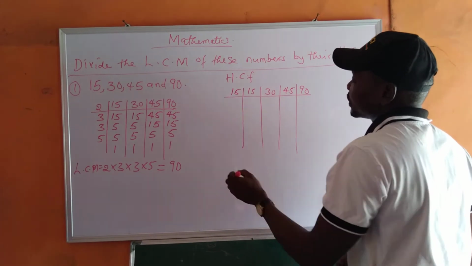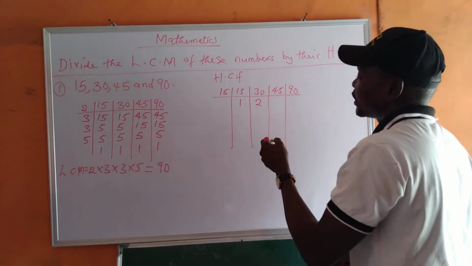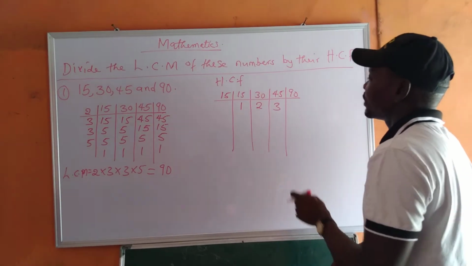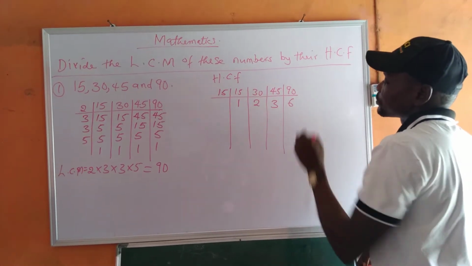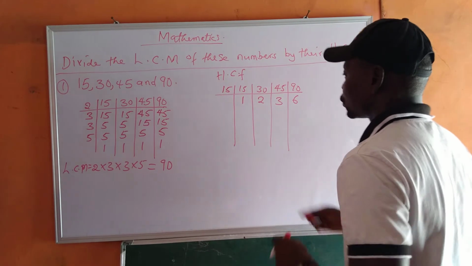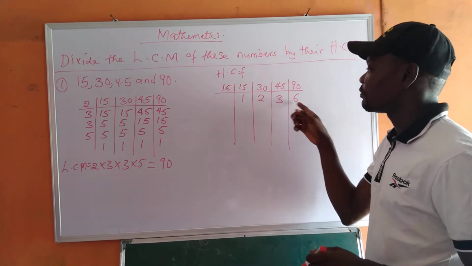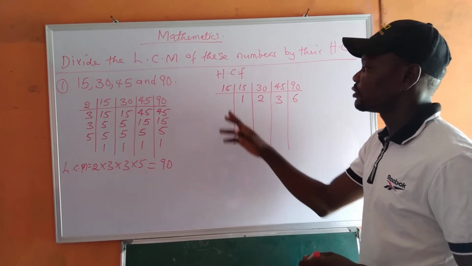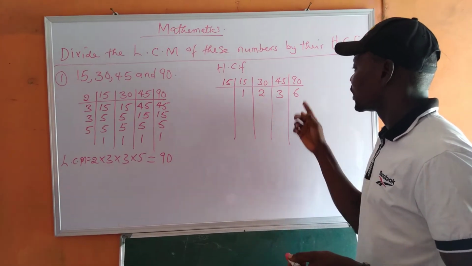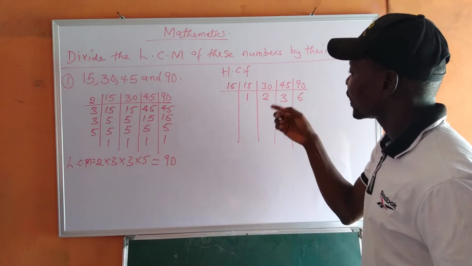15 divided by 15 is 1. 30 divided by 15, we have 2. Then 45 divided by 15, we have 3. 90 divided by 15, we have 6. Now we don't have any factor that can divide all through because of this 1. So there is no other factor that can divide all four numbers again because of this 1. So that means the highest common factor between 90, 45, and 30 is 15.